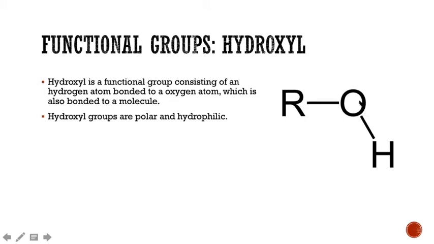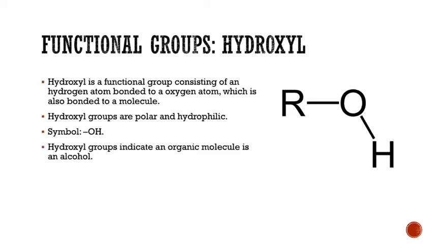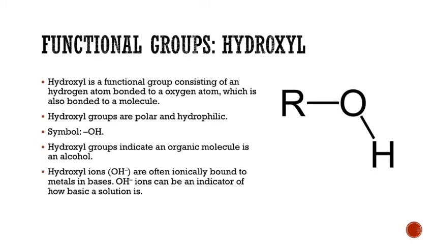Hydroxyl groups are polar and hydrophilic. They're polar because of the unequal sharing of electrons between oxygen and hydrogen. And because they're polar, they interact well with water, so they're hydrophilic. The symbol for a hydroxyl group is OH. And hydroxyl groups indicate that an organic molecule is an alcohol. So whenever you see a hydroxyl group, it means that the organic compound is an alcohol.